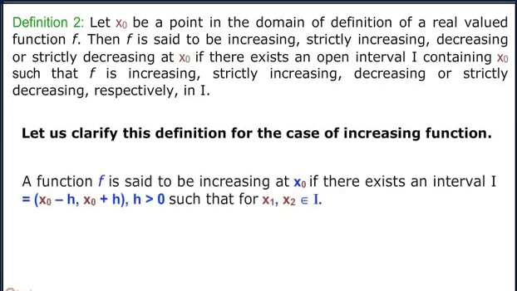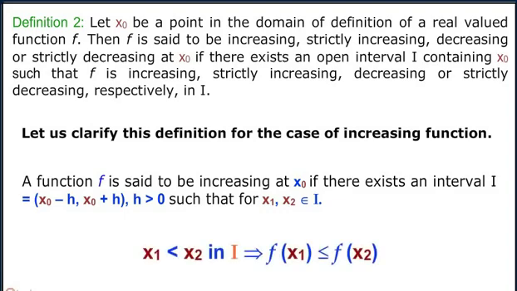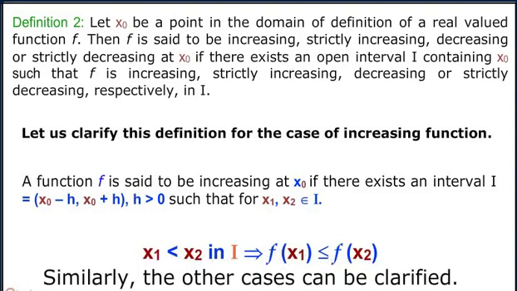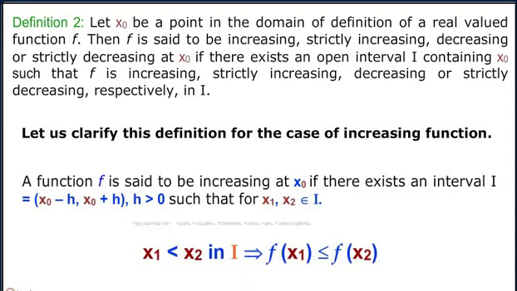A function f is said to be increasing at x0 if there exists an interval I equal to (x0 minus h, x0 plus h) for h greater than 0 such that x1 and x2 belong to I. For x1 less than x2 in I, f(x1) is less than or equal to f(x2). Similarly, the other cases can also be clarified.